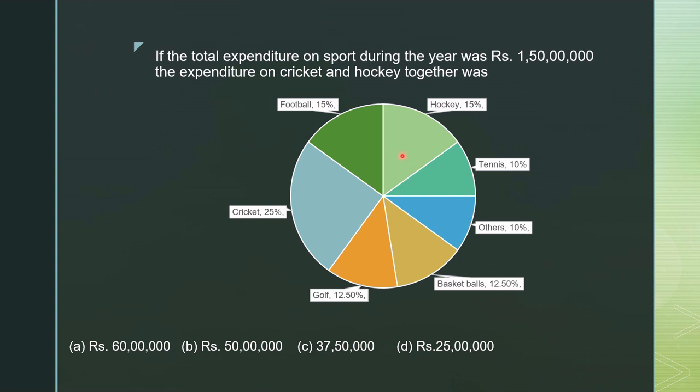How can we solve? We solve 1 crore 50 lakh over the cricket 25% plus 1 crore 50 lakh over the hockey, that is 15%. And if we add these two, cricket and hockey, then we get the total expenditure. So how do we solve this? See you in the next slide.